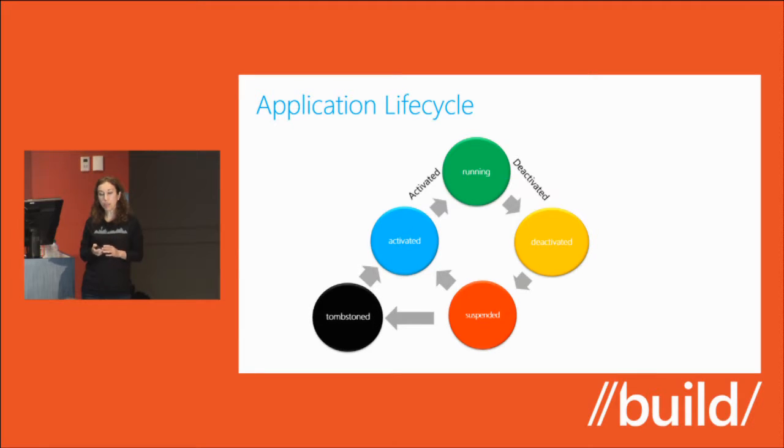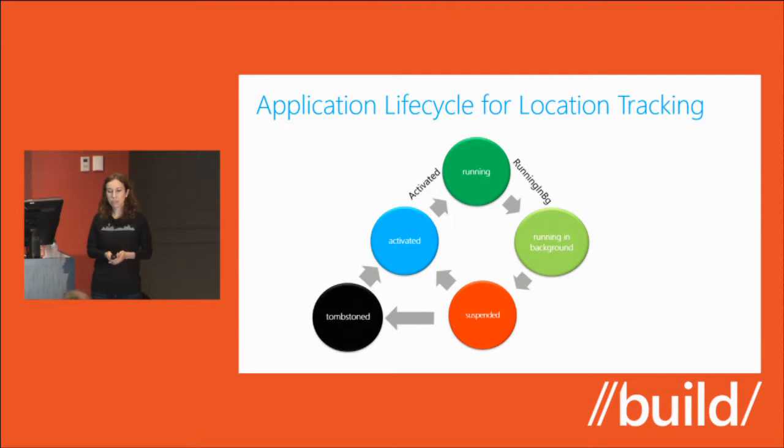So the difference between this and the location tracking in the background is exactly this. So the app is running in the foreground. It receives the running in the background event. Now it is running in the background. There, it can be suspended or tombstoned, the way I explained to you before. Or from there, it can go back to activated and to running when the user relaunches the app.